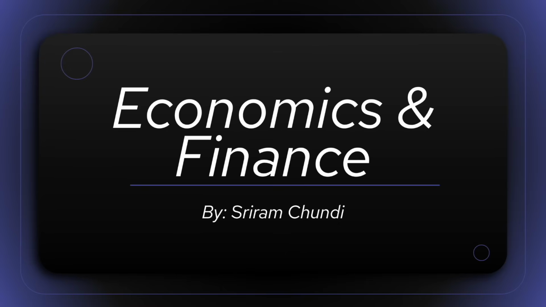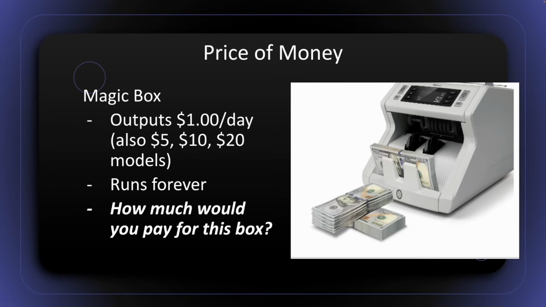Welcome to the first class on economics and finance. So, a thought experiment to start. Imagine you had a magic box and it outputs $1 a day, or $5, or $20, how much ever you want, and it runs forever. How much would you pay for this box? Some people say $1 million, some people say $1 billion. Well, let's look at it from a statistical standpoint.